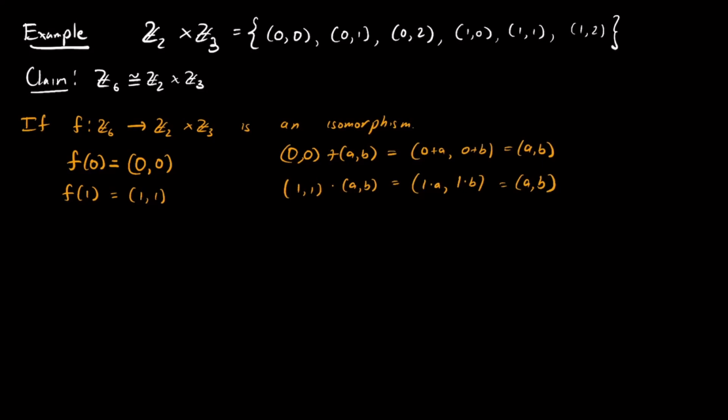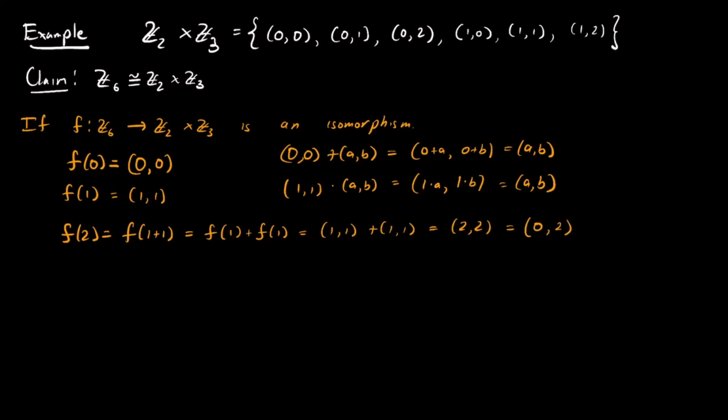Okay, so we have this. But what are we forced into when we have this kind of thing? Well, let's look at f of 2. I know that 2 is 1 plus 1, so this is going to be f of 1 plus f of 1. So that's (1,1) plus (1,1). This is better known as (2,2), which, if I'm looking in Z2 cross Z3, the first entry becomes 0 because 2 mod 2 is 0. The second entry stays as 2. So I have this function that takes 2 and maps it to (2,2), or if we simplify it in Z2 cross Z3, it's (0,2).